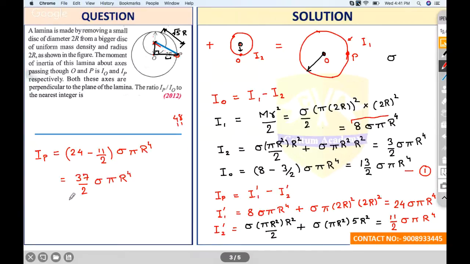Now IP by I0 we need to find out, right? So IP divided by I0 will come out to be 37 divided by 13. So this is what you'll get, and this is closest to integer 3, right? So I'll tick the option which says integer 3 as my answer.